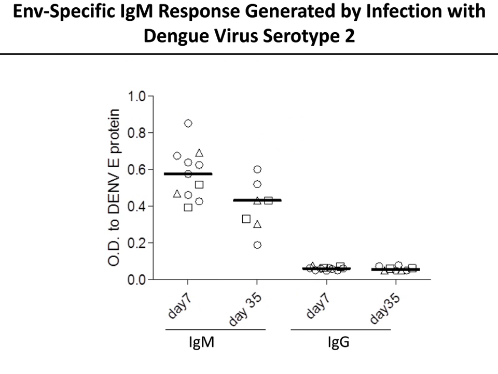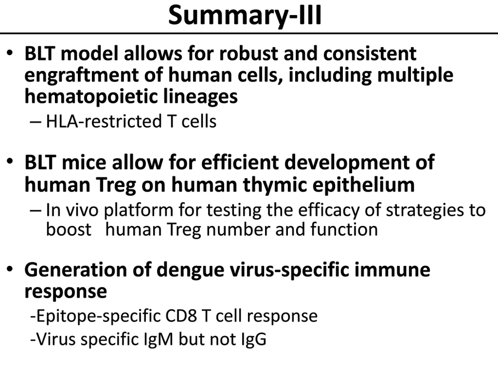So basically, to summarize the BLT mouse model, I've shown you that the BLT model allows for robust and consistent engraftment of human cells, including multiple lineages. Probably most importantly, are HLA-restricted T cell development. I've shown you that we can generate efficiently human Tregs that are being educated on human thymic epithelium in these mouse models, and we're currently using this as a platform to test efficacy studies to boost human Treg number and function. And I've shown that we can generate dengue virus-specific immune responses in these mice, including epitope-specific CD8 T cells and virus-specific IgM, but not IgG in these mice.